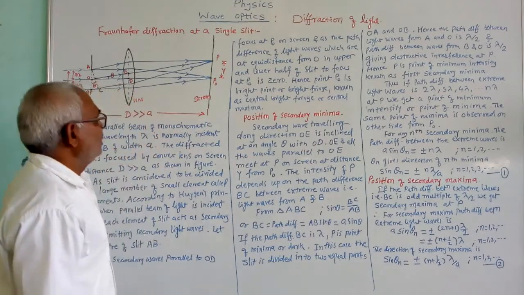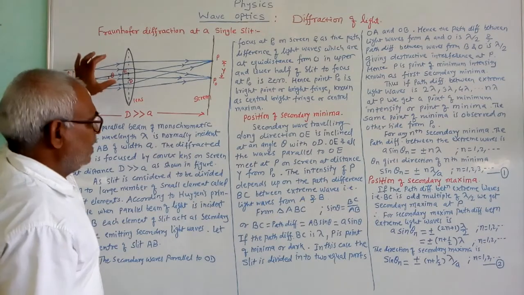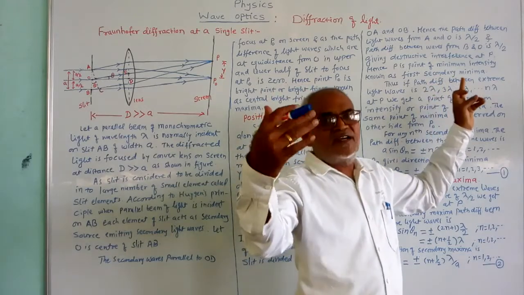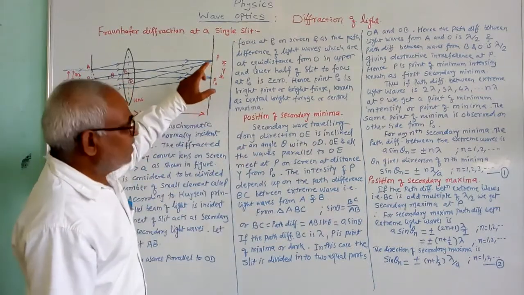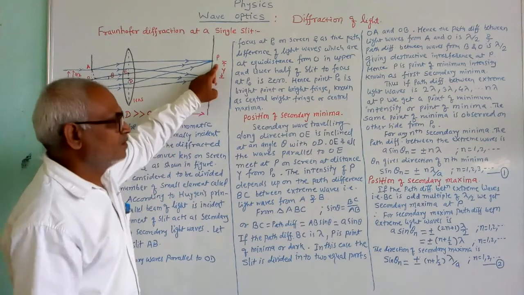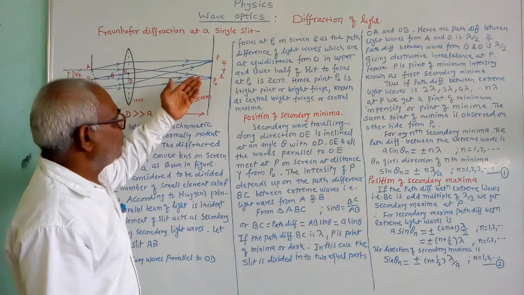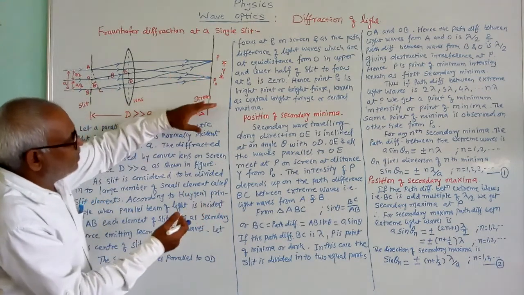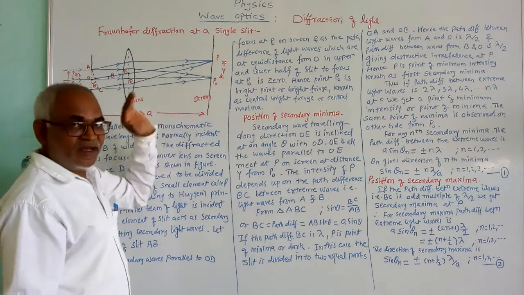Thus if the path difference between the extreme light waves is equal to either 2 lambda or 3 lambda and so on up to n lambda, then in that case the point P is a point of minima. The same points of minima are observed on the other side from point P0, that means toward this side also.